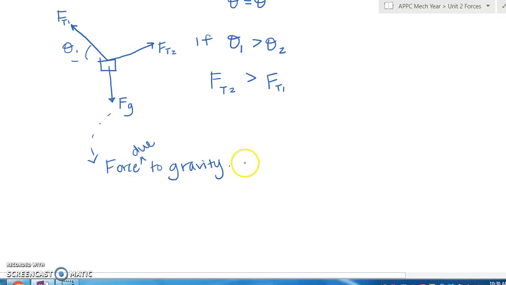Gravitational acceleration is 9.8 meters per second squared. Force equals mass times acceleration, so you need the mass of the body. So you multiply the gravitational acceleration by the mass.